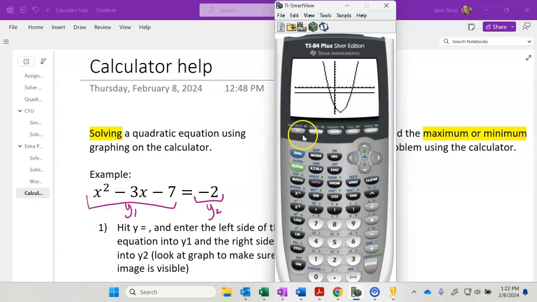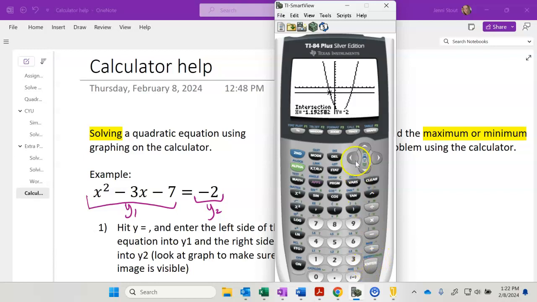And the steps for finding those look like this. Where you click second and the trace button. And we're going to go down and choose number 5 for intersect. And you have a flashing cursor. You're going to move that until it's close to one of the points of intersection. Once it's close, you're going to hit the enter key 3 times. You don't need to move anything around.